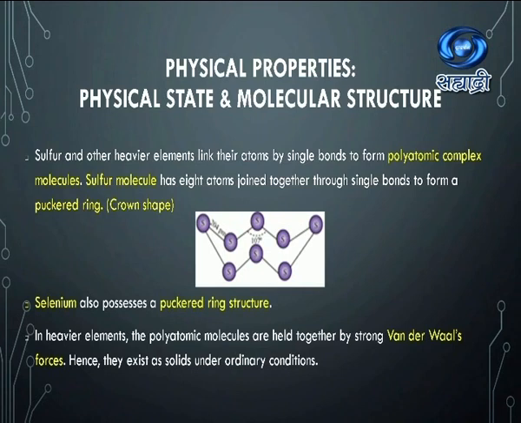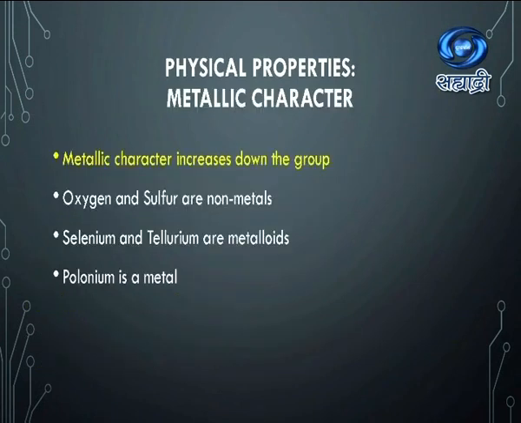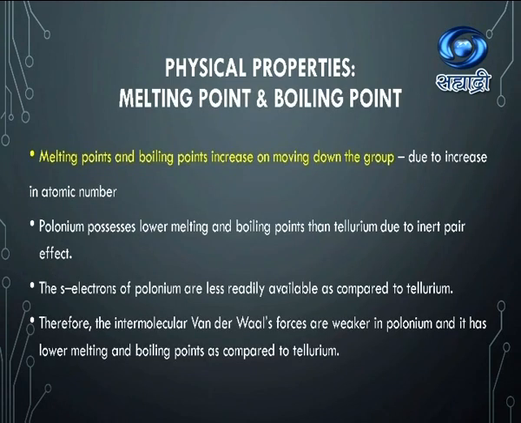In heavier elements, the polyatomic molecules are held together by strong van der Waals forces, hence they exist as solids under ordinary conditions. Now the next property is metallic character. Metallic character increases down the group. Oxygen and sulfur are non-metals, as we know. Selenium and tellurium are metalloids and polonium is a metal. So metallic character increases as we move down the group.